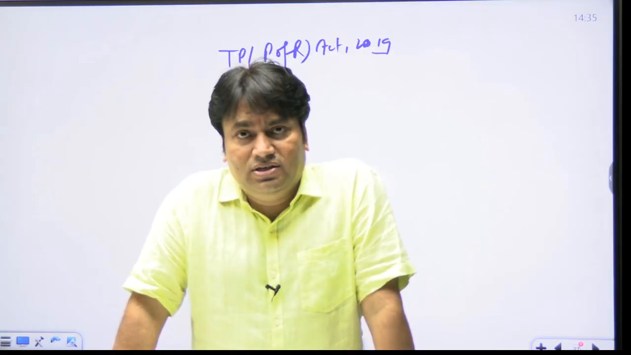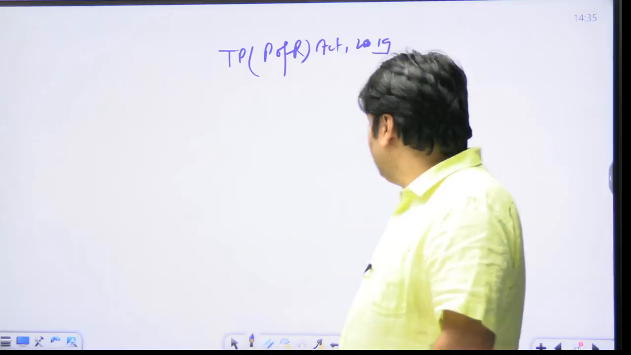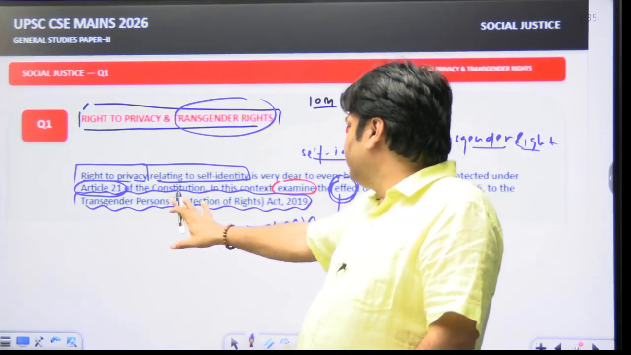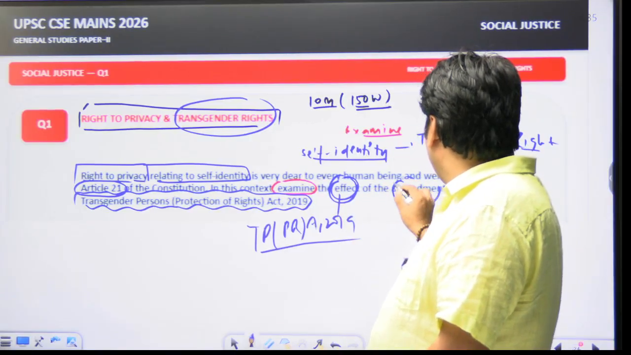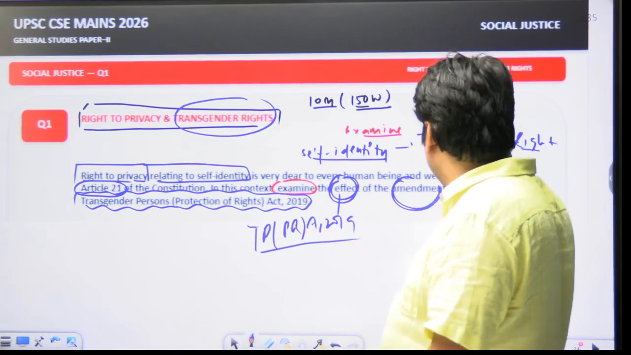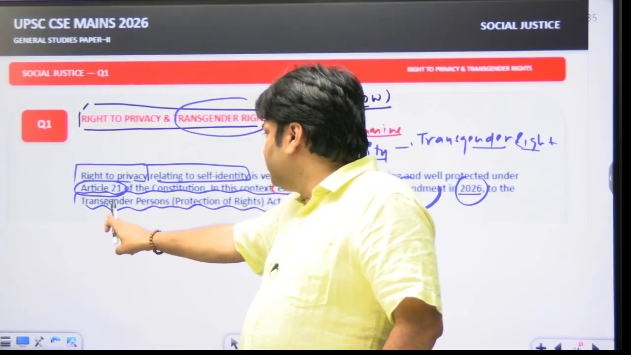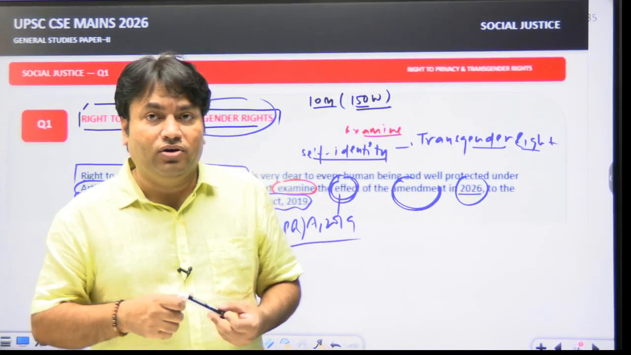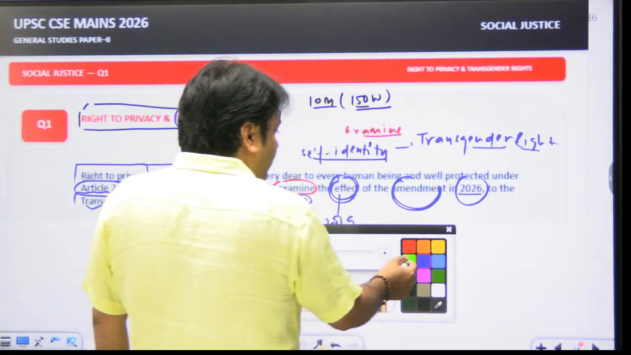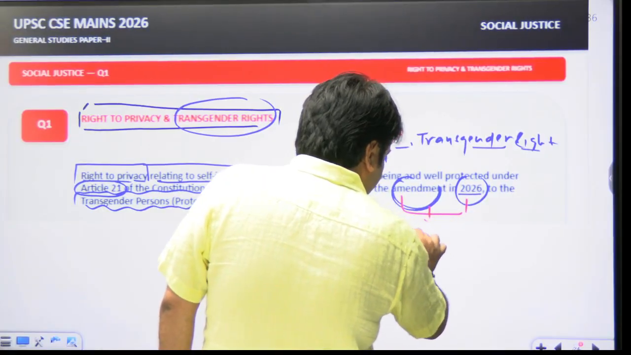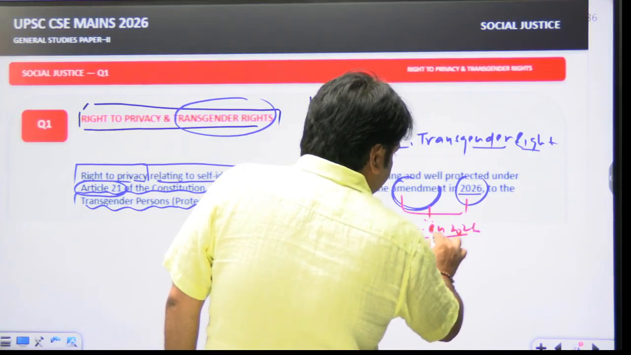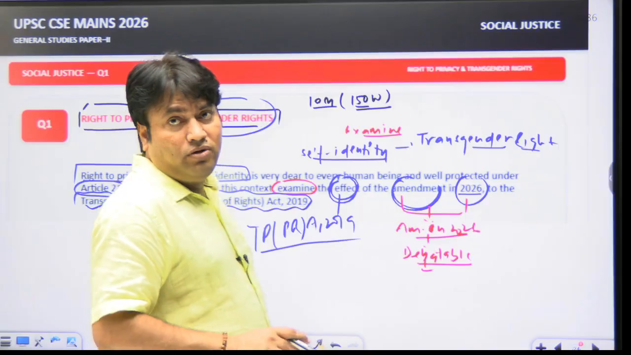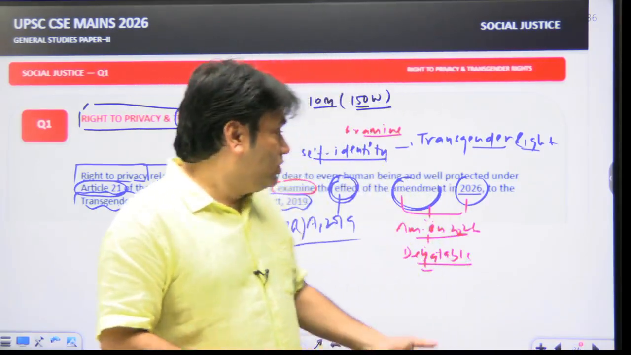Now the question is, what has changed through the 2026 amendment? This is the main part of the question, that what has changed due to this amendment in 2026. It means that in the question itself, it has been given Transgender Persons Protection of Rights Act 2019, but amendment in 2026. That is an important part of the question. What is the amendment? So you must be familiar with the amendment in 2026, and this amendment was debatable. And since it was debatable, it was part of newspaper editorial analysis. So it is also a part of current affairs.